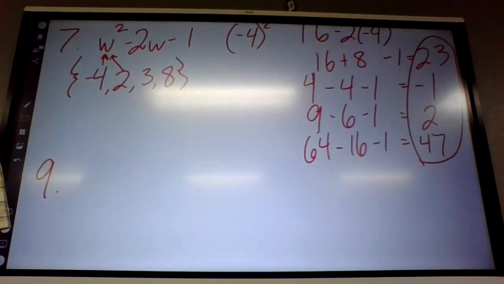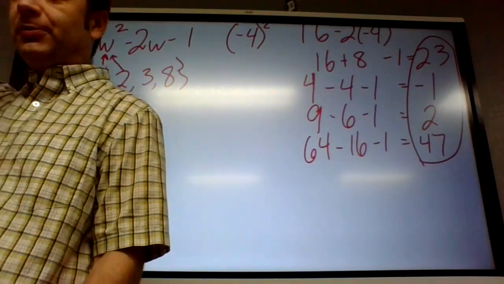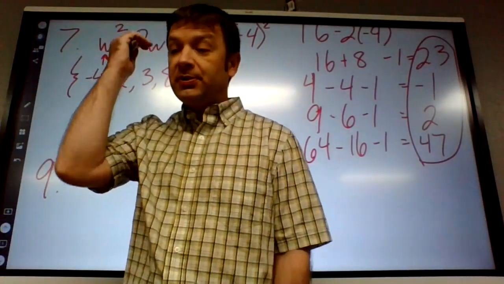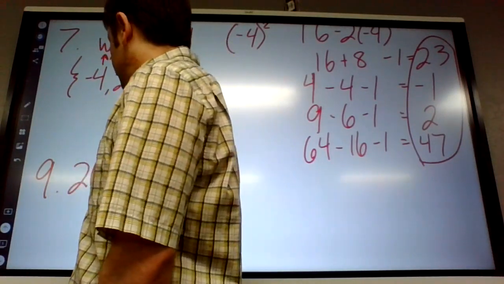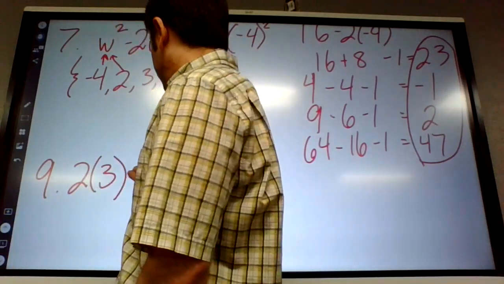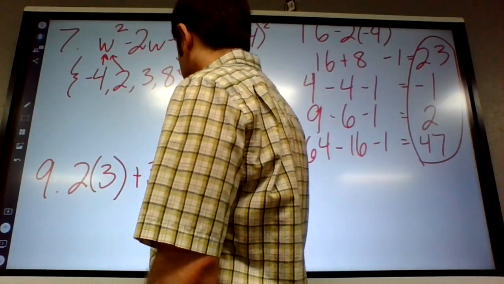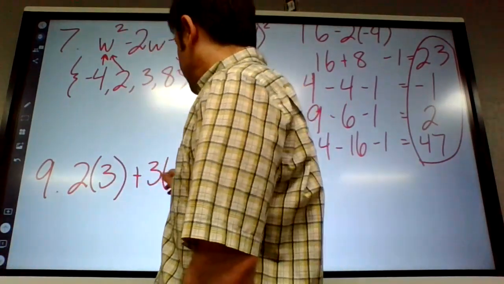Number 9. Okay, evaluate again. This time we have different variables, x, y, and z. So we're just going to plug those in. So we got 2 times 3 plus 3 times -4 minus 6 times 2.